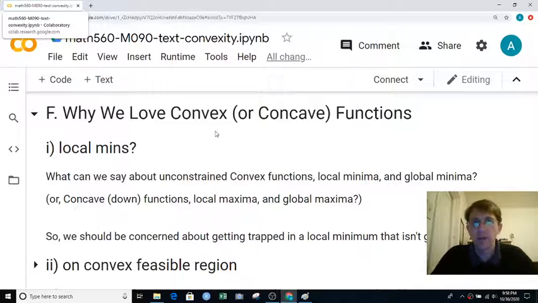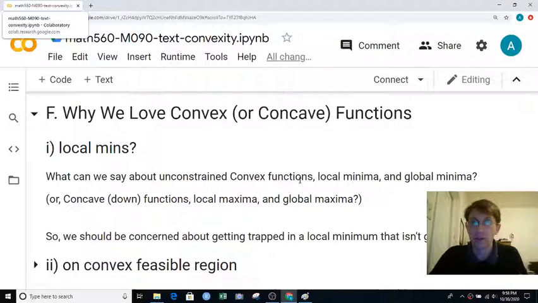All right, what can we say about why convex functions are so great for minimizing, or why concave functions are so great for maximizing? So what do you think you can say? If a function is convex, what can you say about local minima and global minima? I mean, one of our big questions is, when should I be concerned about getting trapped in a local minimum that's not a global minimum?